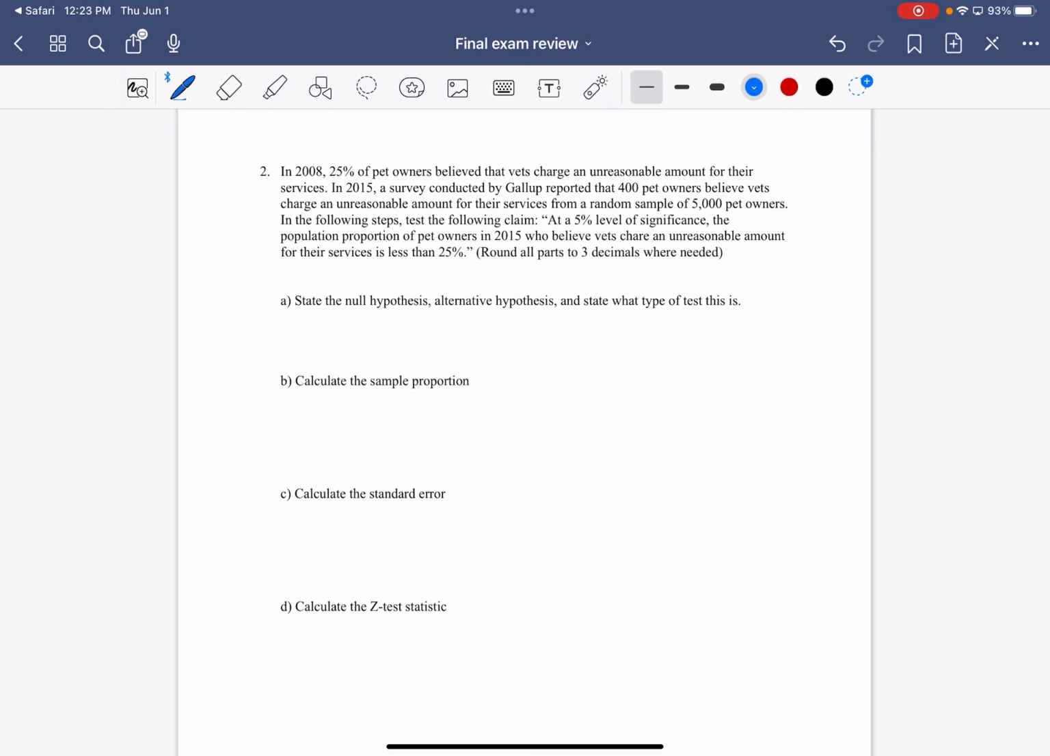So part A, state the null, alternative, and what type of test this is. So the null hypothesis is that P equals what? 0.25, good. All right, that's our baseline. That's what we're starting off with. That's our assumption. The alternative is P is what? Less than, greater than, or not equal to? Less than. And less than what? 0.25. Good. And it even says so right here. Less than 25%. So is this left-tailed, right-tailed, or two-tailed? Left-tailed.